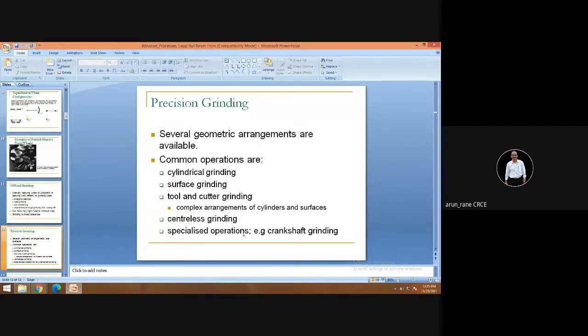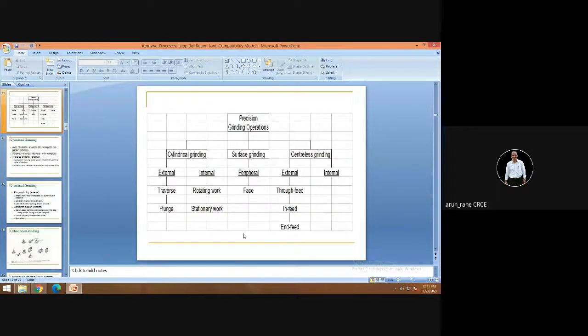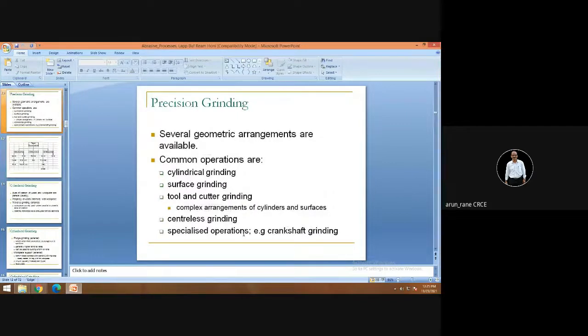Precision grinding means this is done on grinding machines. We will see this next time: precision grinding, how it is classified, what the different machines are, etc. That we'll see next time.